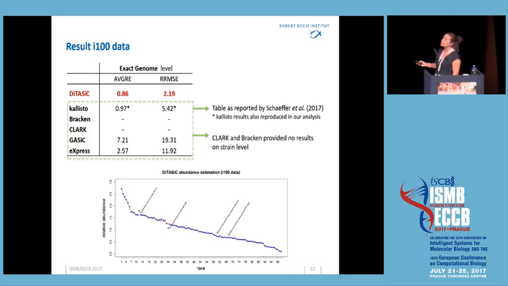So it was very nice. We could reproduce this result table from Schäfer et al., and we could even further show that DTASIC achieves even smaller abundance error values. We can see here the high accuracy of DTASIC in this plot. The red line refers to the true abundance proportions of the taxa, and the blue dots refer to the abundance estimates we received.